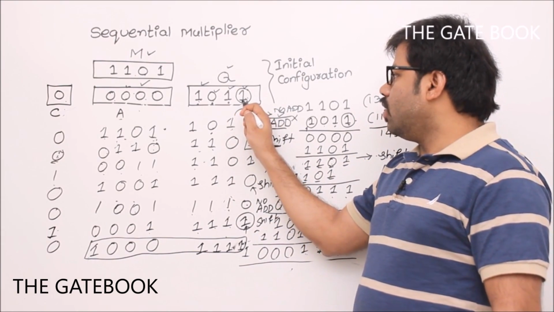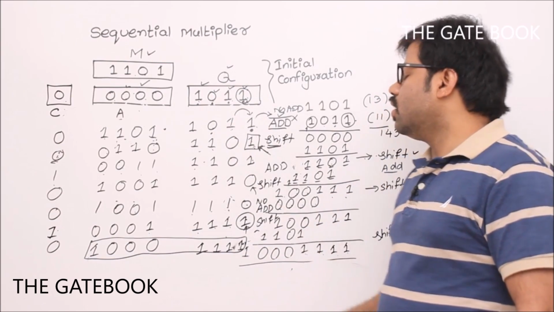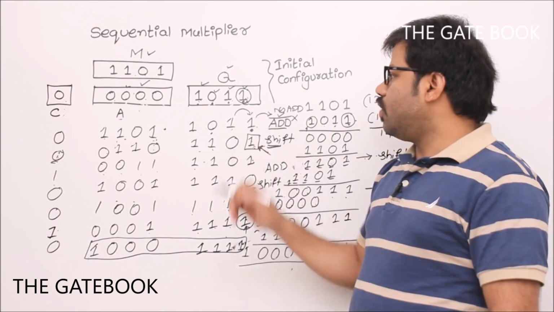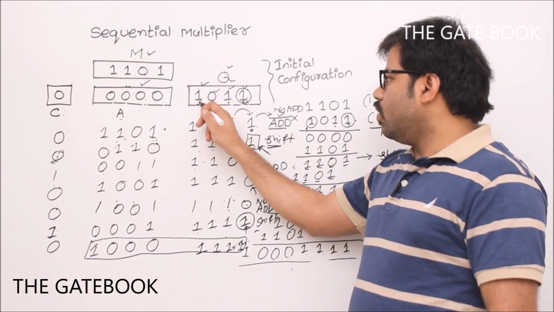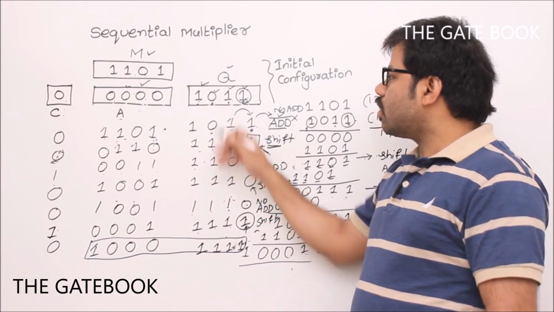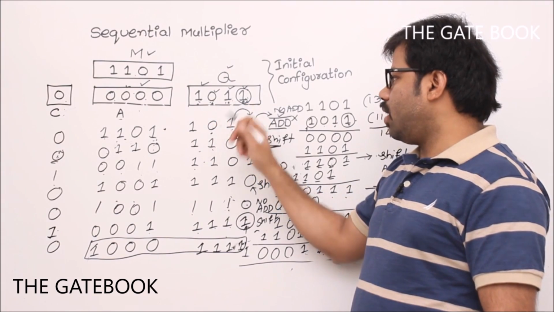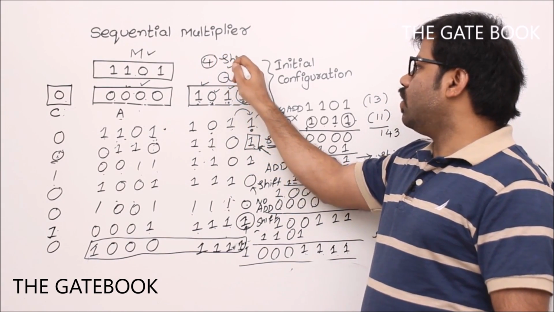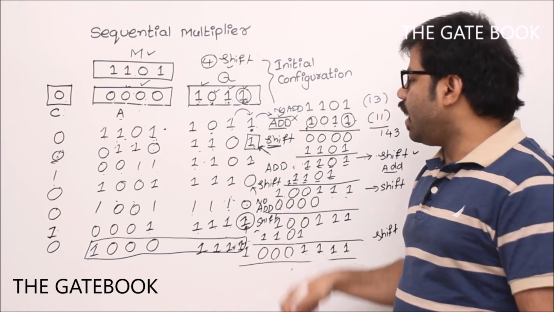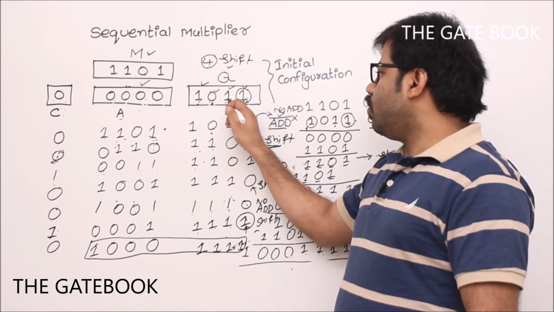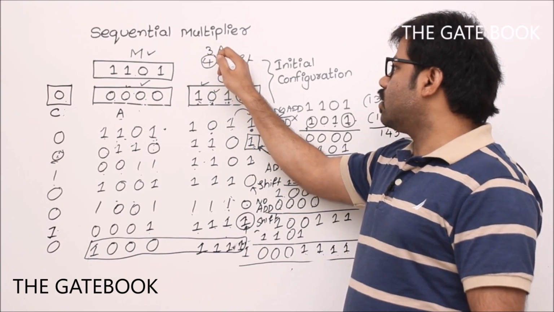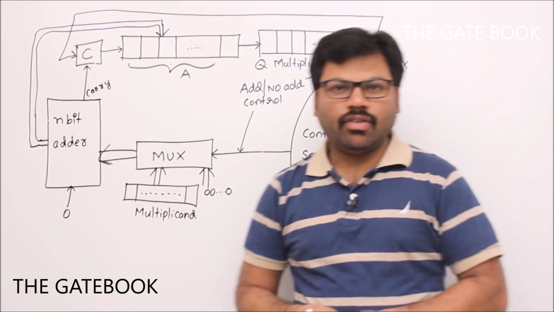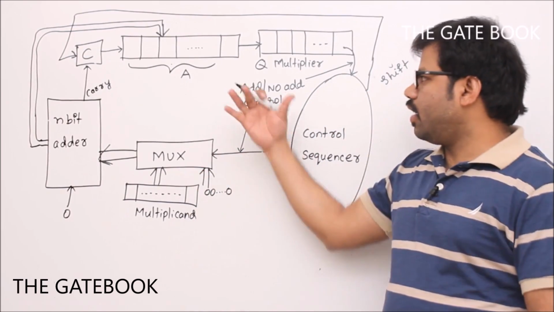Additions depend on the number of ones, right? Shifts do not depend on anything. So the number of shift operations, if you see for this problem, depends on the number of multiplier bits. Since there are 4 multiplier bits, we will be doing 4 shift operations in this process. How many additions did you do? You did 1, 2, 3, 3 additions because there are 3 one bits. That's it. Now we'll see the implementation part, like how the circuitry can be designed.